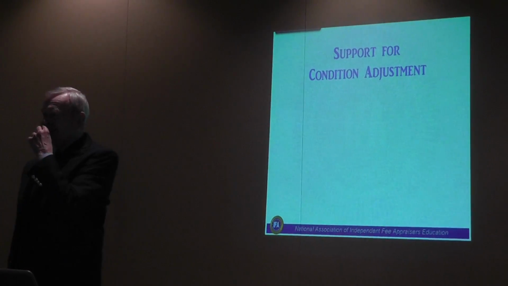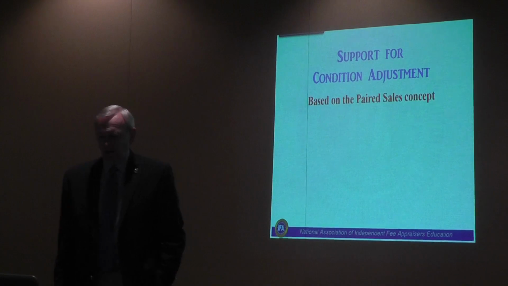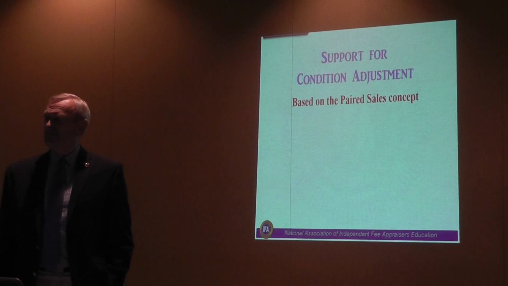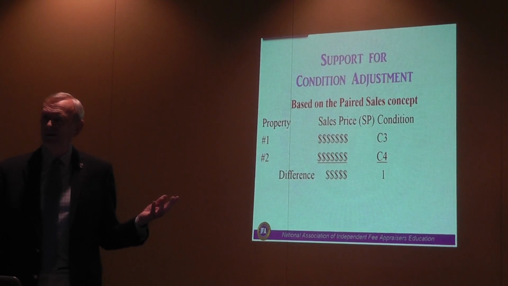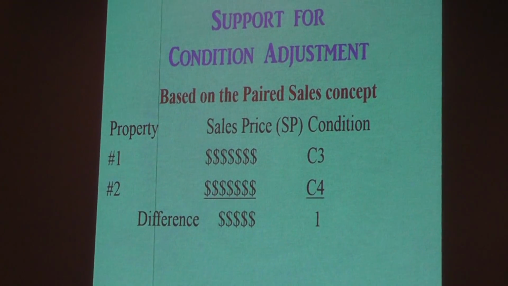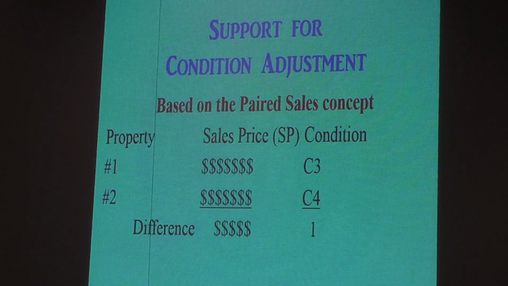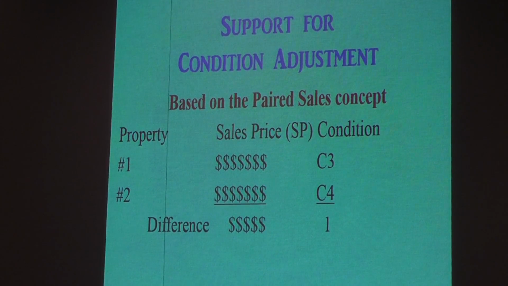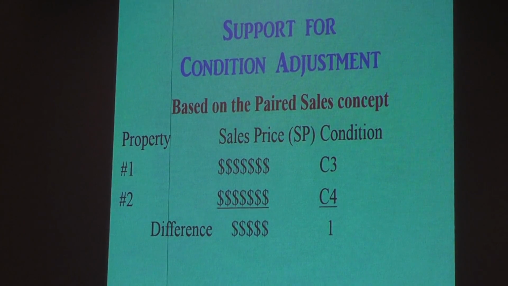So here's a tip for you that might work for you. So guess what? It's based on the paired sales concept. Everybody's familiar with the paired sales concept. I showed you this review thing here, but you have the property, the superior property on top is property number one, and the inferior on number two, and you take the difference in sales prices and the difference in units. In our case, we're doing an example for C3 versus C4, the condition things under the UAD. Everybody with me on that?